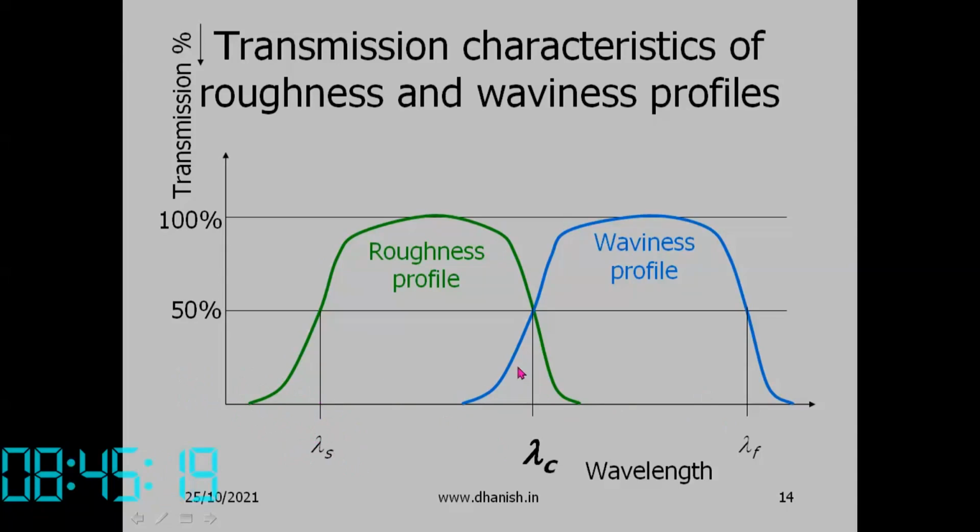The range between lambda s and lambda c is considered as part of the roughness profile, and between lambda c and lambda f. Greater than lambda f is considered form. It is not considered waviness. So the waviness profile consists of the range between lambda c and lambda f. Ideally it should be exact, but practically it will be a smooth Gaussian curve like this.